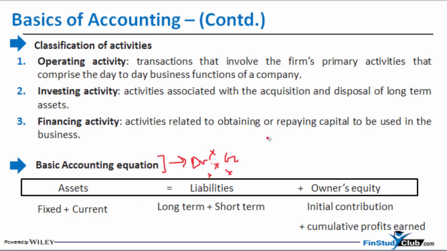What it means is that whatever transaction you are doing, the changes in asset will always be equal to changes in liability plus changes in capital. What I mean by that is not only at any particular point in time this particular equation will be true, but this will also be true for every individual transaction.